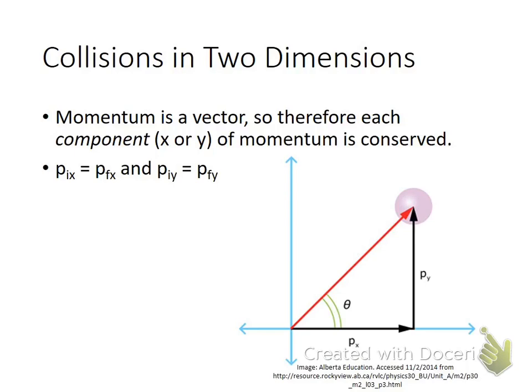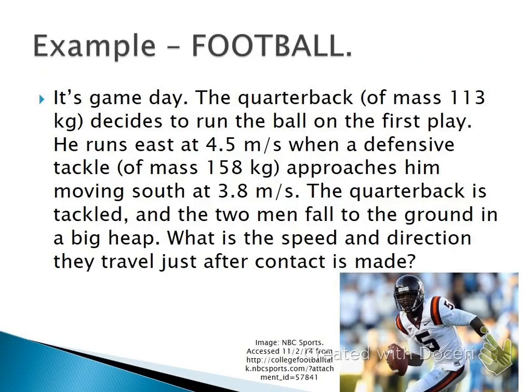I've got a quick example of that. About football! It's game day. The quarterback has a mass of 113 kilograms, runs east at 4.5 meters per second, when a defensive tackle with a mass of 158 kilograms runs south at 3.8 meters per second. When the quarterback is tackled, both of them fall to the ground together.